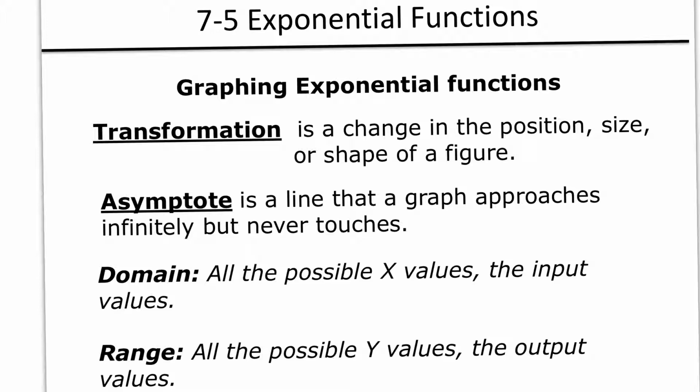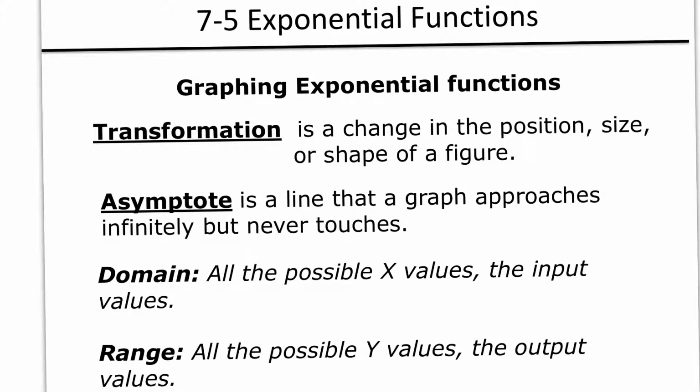So for an exponential function, when you want to graph, maybe we have to transform the graph into a different graph. So transformation. The word transformation means the change in position, size, or shape of the graph. And I'm going to show you guys with the graph what a transformation is, or what to expect when you transform a graph. And the second one is called the asymptote.